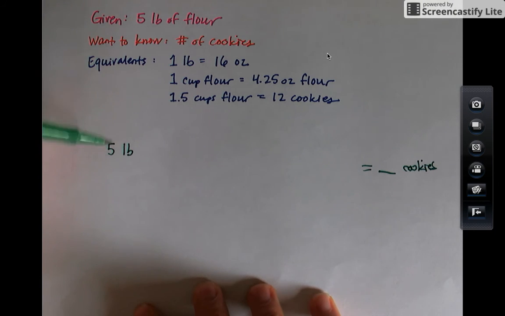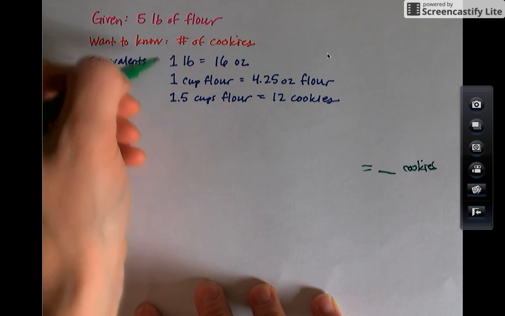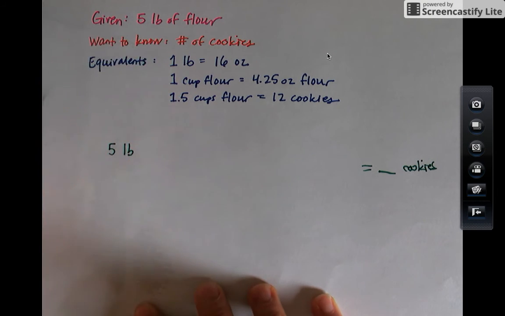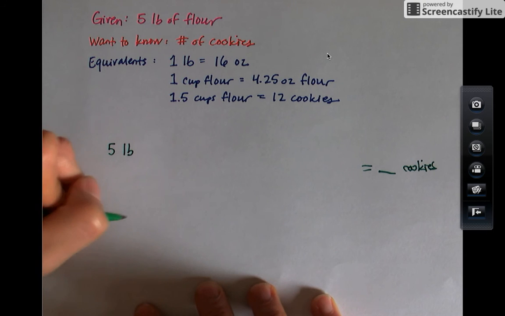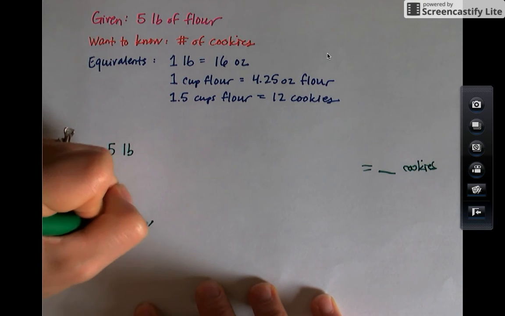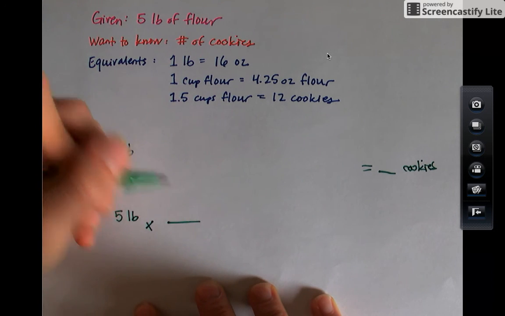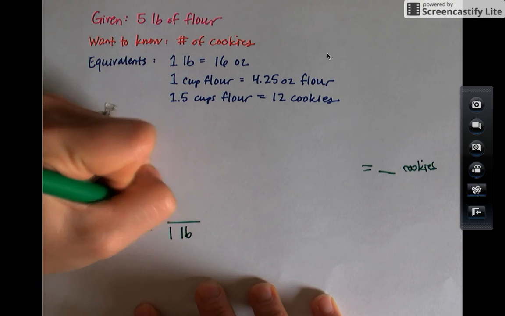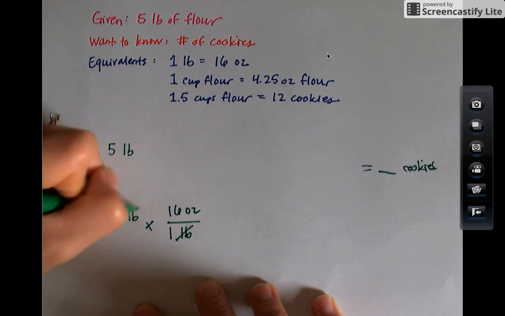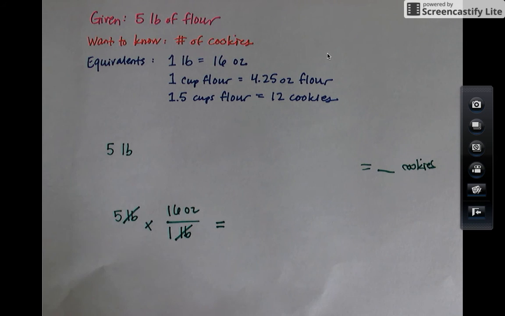So a simple way to start, if you're not sure where to start, is I know ultimately I need to know how many cups of flour I have, but right now I know the pounds of flour. So you could just take 5 pounds of flour and convert that, first of all, to ounces of flour. So 1 pound equals 16 ounces. And then to do that, I would take 5 times 16. So I'm going to do that on my calculator real quick.